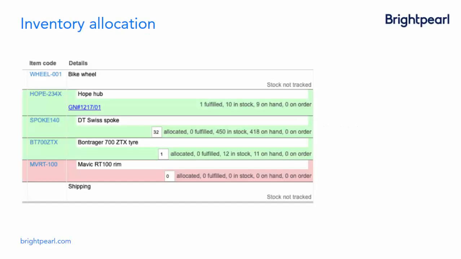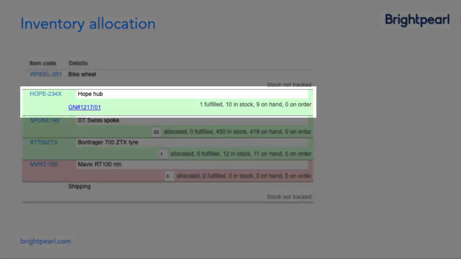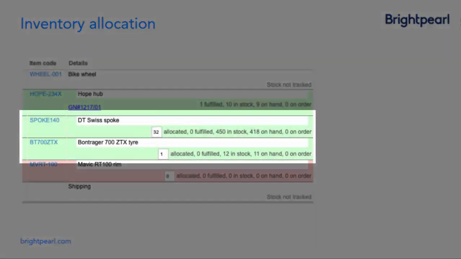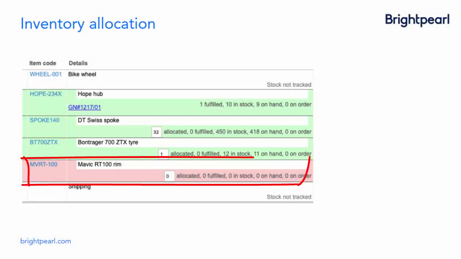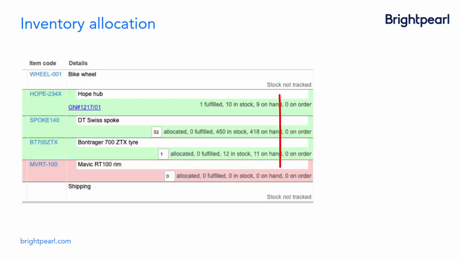Here's an example. The hub on this order has been fulfilled to create a goods out note, which is not yet shipped, so the fulfillment creates an allocation, reducing the 10 in stock to 9 on hand. The spokes and tyres are only allocated to the sale, there's no goods out note because they've not been fulfilled, but that still reduces the on-hand levels by the quantity allocated. The rim cannot be allocated as there's no inventory in stock for the warehouse on this order. The on-order figures here would show anything if there were unreceived purchase orders for this item. In other words, incoming inventory due to arrive later.